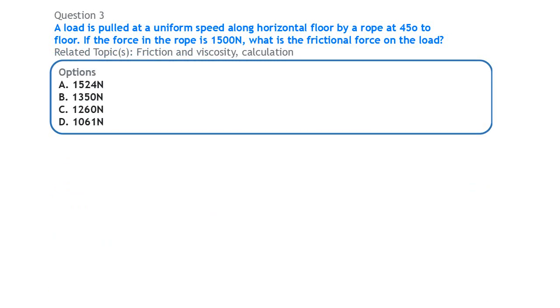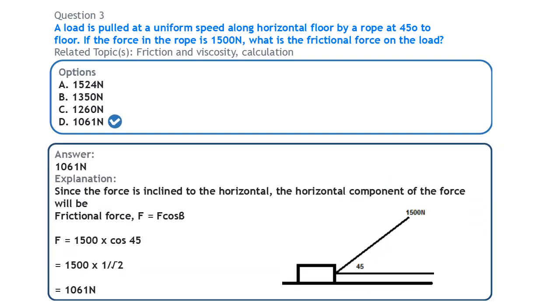A load is pulled at a uniform speed along a horizontal floor by a rope at 45 degrees to the floor. If the force in the rope is 1500 Newton, what is the frictional force on the load? Right, the frictional force on that load is going to be the horizontal component of this force. So in the question they said a load is pulled along the horizontal floor by a rope at 45 degrees to the floor. That is at 45 degrees to this floor here.